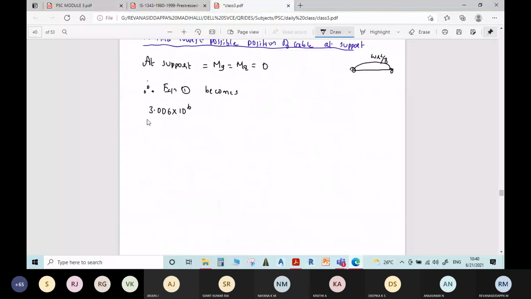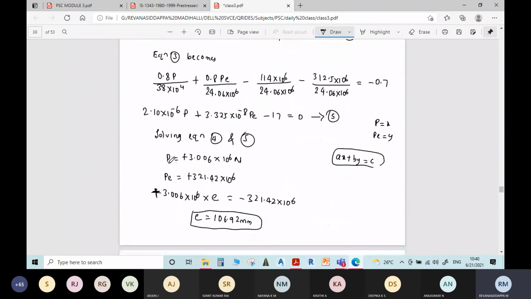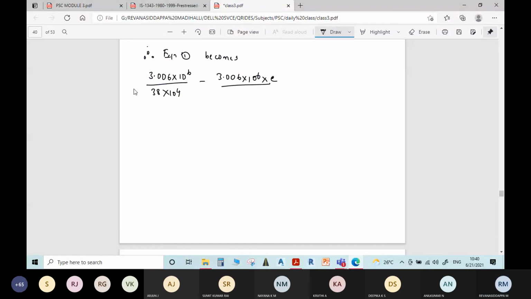divided by area, which is 38 into 10 power 4, minus Pe by Z. P is 3.006 into 10 power 6. Okay, eccentricity only we need to find at the support. At the support, eccentricity we need to find in Pe by Z. Z value is 24.06 into 10 power 6, is equal to minus 0.7. So by this you will get the required eccentricity at the support.